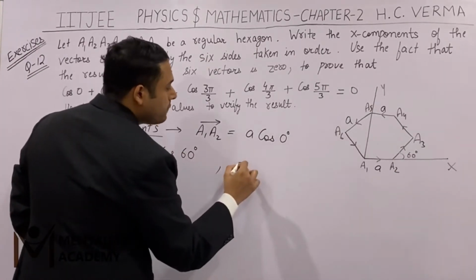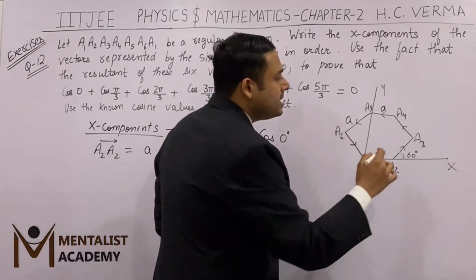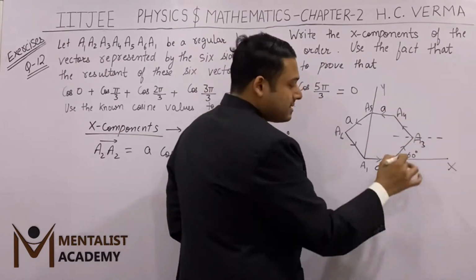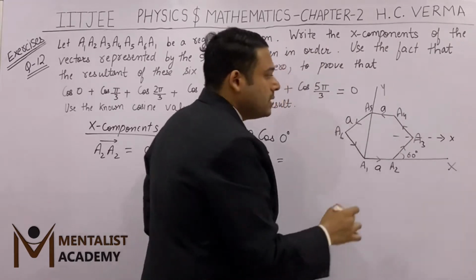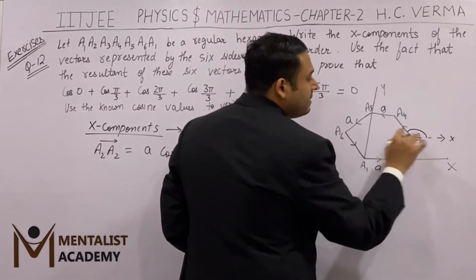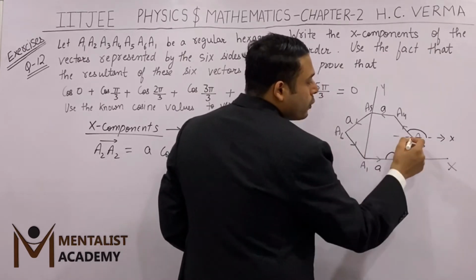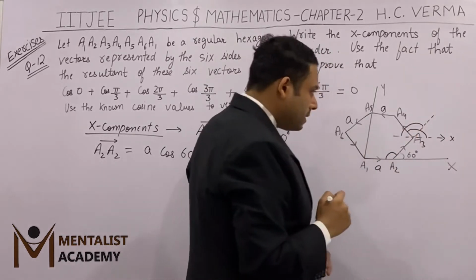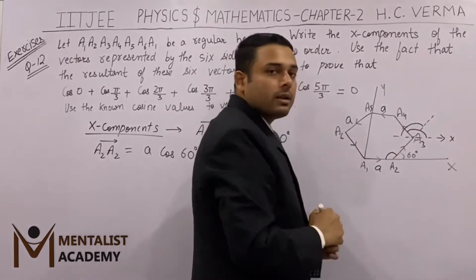Similarly, the x component of A3 A4 vector would be equal to, now let us see what angle this vector A3 A4 makes with the x-axis. I have drawn a line which is parallel to the x-axis. So let us assume that this is the x-axis. So this is the angle which it makes with the x-axis. Now I know that these two lines are parallel. So this angle would be equal to this angle, right? And also this angle would be equal to this angle.